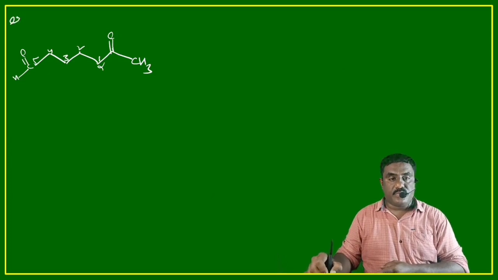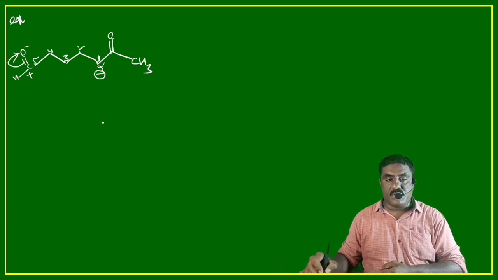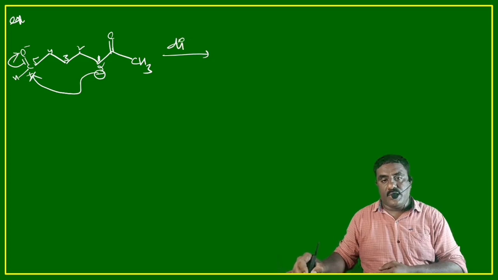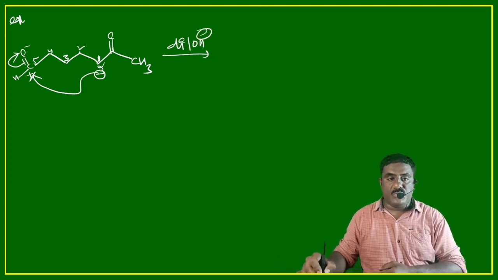There is an alpha hydrogen on the alpha carbon, which generates the carbanion. So this is the first position: 1, 2, 3, 4, 5. Here we get a partial positive charge, here a partial negative charge. This negative charge shifts to the carbon with the positive charge, in the presence of a diluted base.